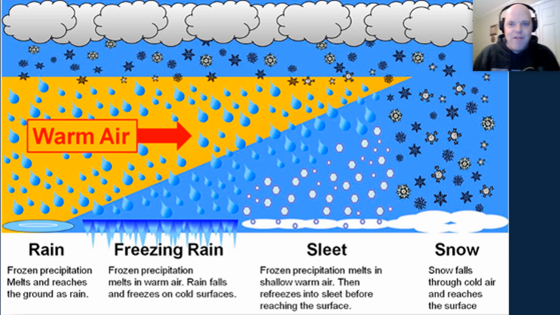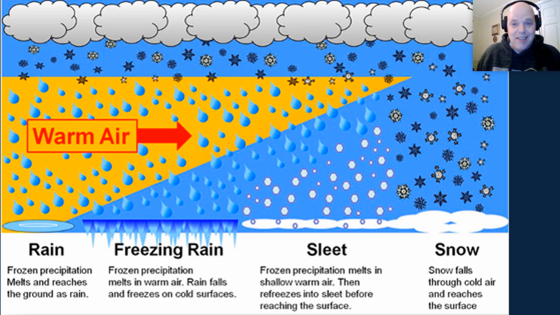Good Friday evening, everyone. I just wanted to give you an update, as promised, on the latest with this winter storm. I'm going to start with a graphic that we use in intro to meteorology quite often. Normally, temperatures decrease with height. That's why the top of a mountain is colder than the bottom of the mountain.